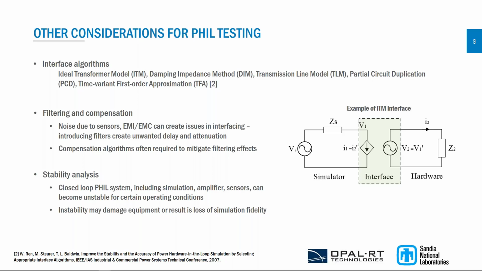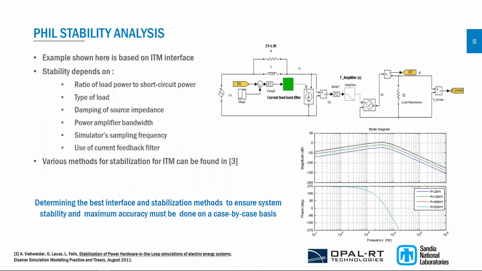Stability analysis has to be done because a closed loop PHIL system, including the simulation, amplifier, and sensors, can become unstable for certain operating conditions, and this can damage the equipment or result in loss of simulation fidelity. Here is just a sample of a PHIL stability analysis.